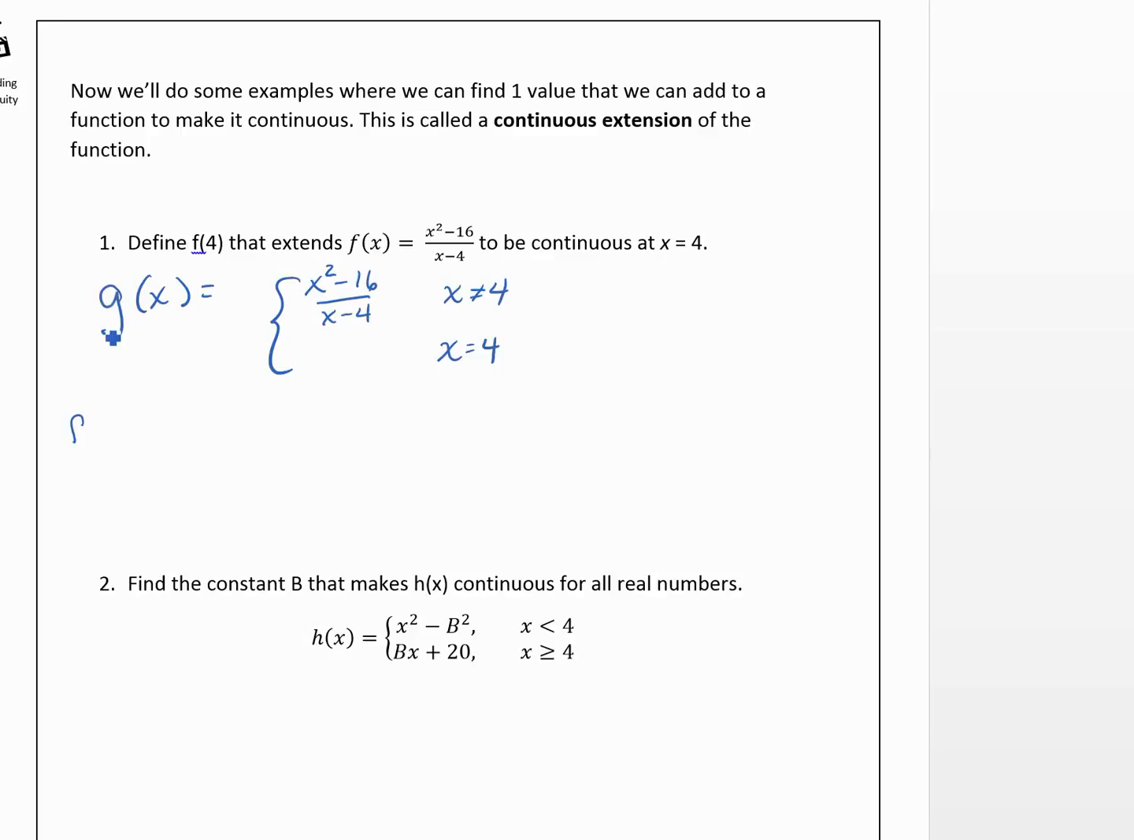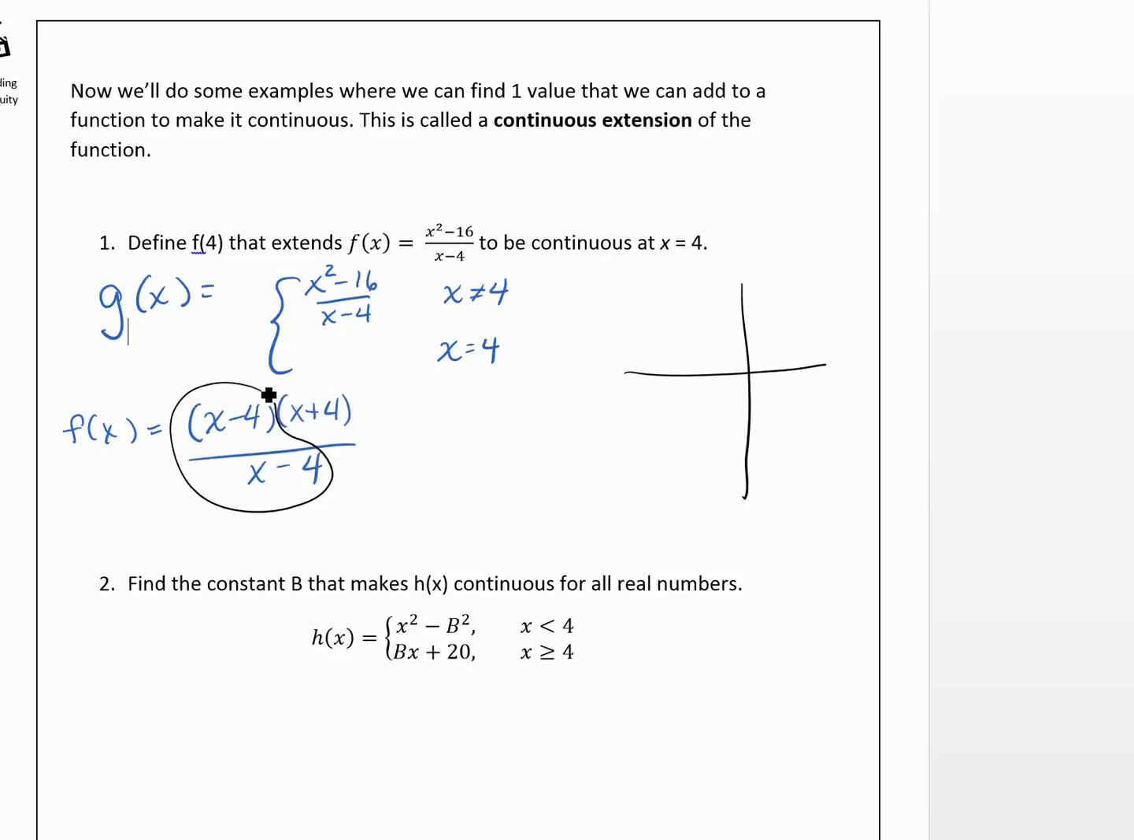x, our continuous extension. Okay, so f of x here is x squared minus 16, which can be factored as x minus 4 and x plus 4 over x minus 4. And if you remember from pre-calculus that when we have the same factor in the numerator and the denominator, that creates a hole. So this right here is creating a hole at x equals 4. Otherwise, this function is graphing as x plus 4, which would be the line that has y-intercept 4 and slope 1.